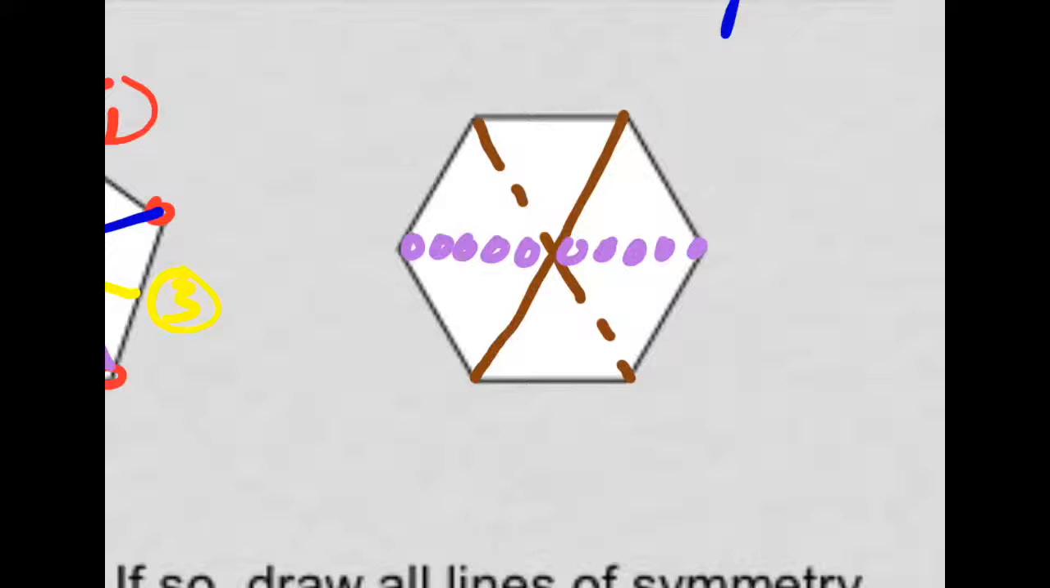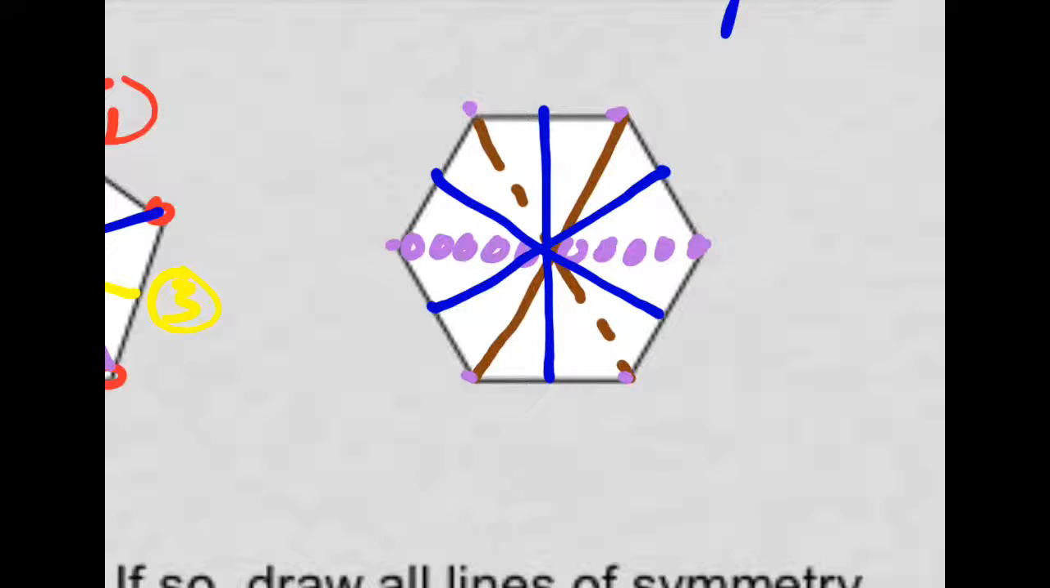Oh, Nick, we only have 3 lines here, but we have 1, 2, 3, 4, 5, 6 vertices. You can do it in the middle. Very good. So I can go, that's a 4th line. That's a 5th line. And that's a 6th line.